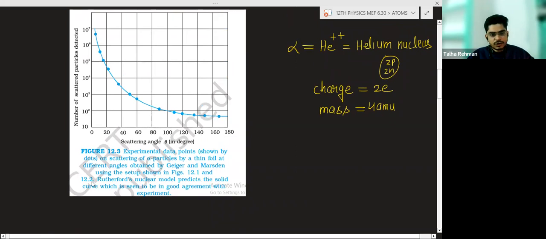In figure 12.2, the Rutherford nuclear model predicts the solid curve, which is seen to be in good agreement with the experiment. Basically 3 scientists did this experiment: one is Rutherford, another is Geiger, and the other is Marsden. Basically these 2 were students of Rutherford. So we are not going into that.